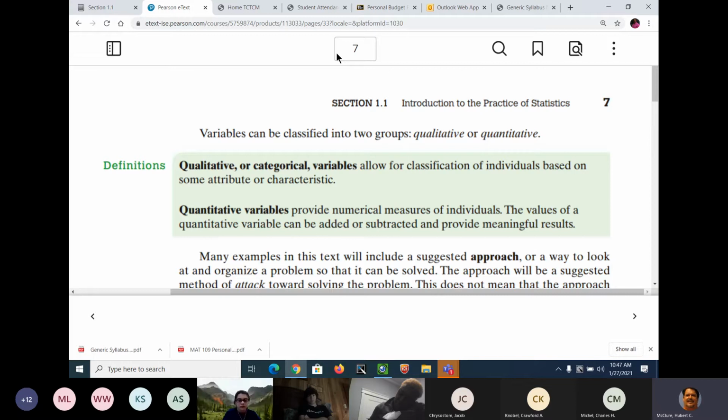The average age. If you can say the average blank, then you've got quantitative data. If you can't say the average blank, the average blonde, does that make any sense? No. The average brunette is 15. Doesn't make any sense. So when you're talking about qualitative data and quantitative data, quantitative is basically something you can take the average of. So let's do an experiment.